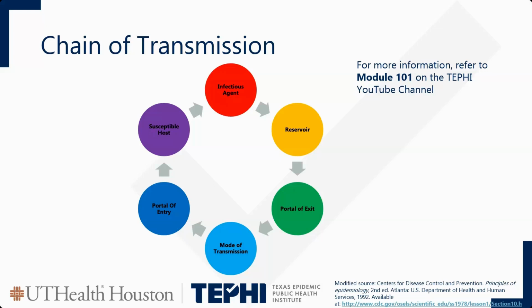The portal of entry is the way the infectious agent can enter a new host. This is through broken skin, the respiratory tract, mucous membranes, and catheters and tubes. And the last component is the susceptible host. This is any person that is at risk of being infected by the infectious agent. For more information on this specific concept, please refer back to our TechFE Model 1 on the TechFE website or the YouTube channel.